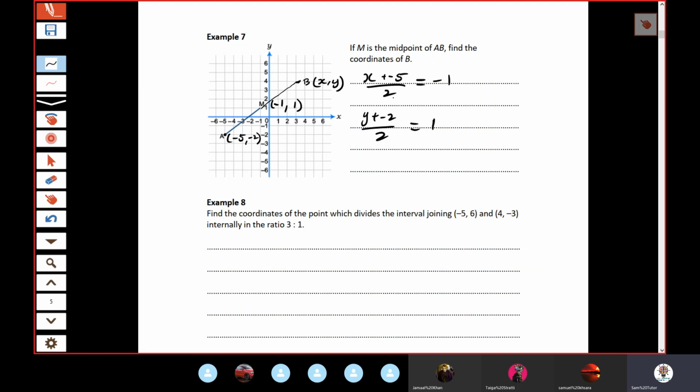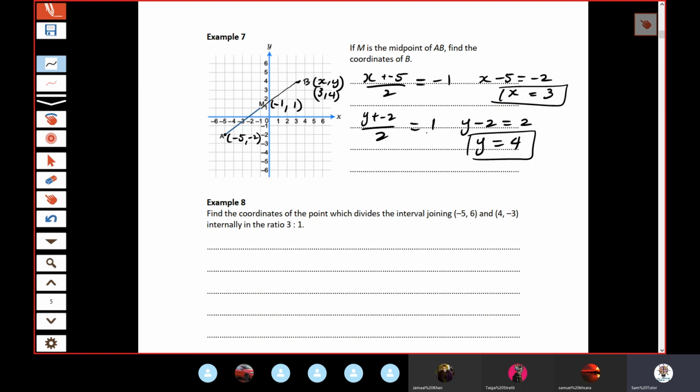And then you just solve. Times it by 2. So you're going to be left with x minus 5 equals -2. Add 5. There's your x value. And then times this one by 2. You're left with y take away 2 equals 2. Y equals 4. And we're done. Let's see if my guess was good. 3, 4. Oh, I'm doing well today. That's 3, that's 4. There we go.